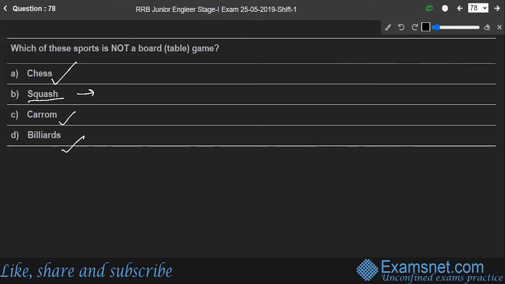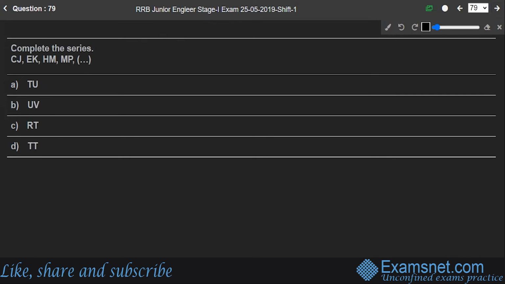See, squash is played with a racket and ball within a four-wall court. 2 or 4 players are required for this, and carom, chess, and billiards, they all are the table games. Only squash is the one which is not a table game, which makes B option the right answer. Hope you got that. Next is question number 79.